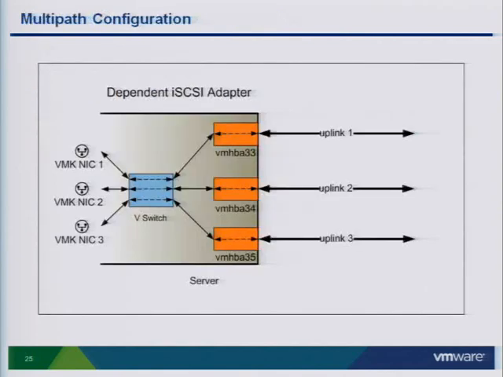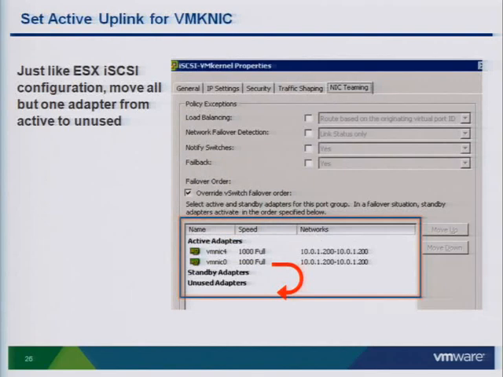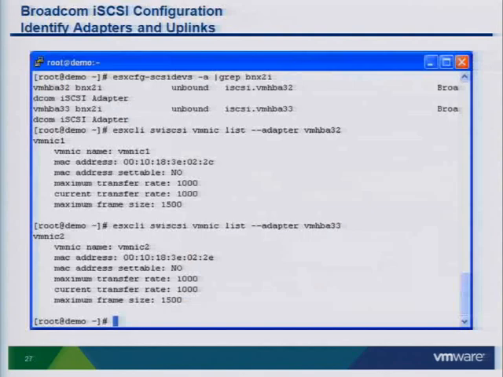So here's the diagram of what's different between the software initiator and the Broadcom initiator. In this case, each Broadcom port is going to appear to be a separate vmhba. You have the same VMKNICs on your vSwitch. Each one of them will have a single uplink, and each one of those will be associated with the vmhba that is a physical NIC on your system. So this actually requires, just like with the software initiator, that you move all but one VMKNIC down to your unused adapters in your port group configuration, again overriding the vSwitch failover order.